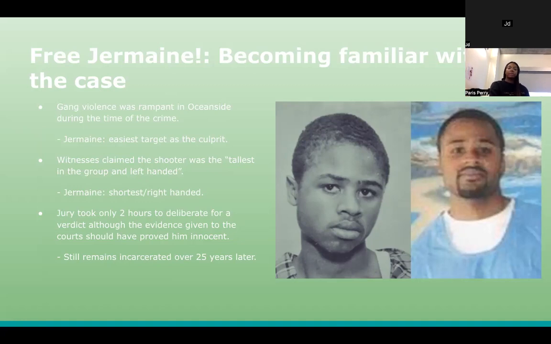So the public defender was surprised by the vast amount of information in the case and how much of it was going to be able to prove him innocent, yet he was still proven guilty. The jury took a little over 2 hours to deliberate and find Jermaine guilty. So over the years, Jermaine has fought this decision, but he still remains in prison after over 25 years.